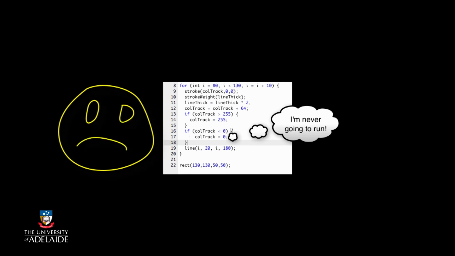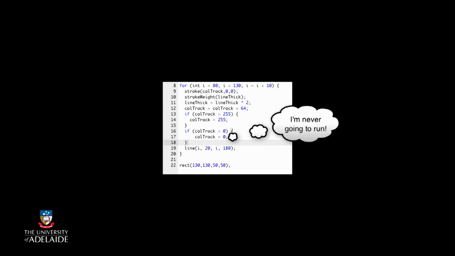Then the only thing that can happen to coltrack is that it can get bigger or eventually be set to 255. The code in the body of the second if statement will never be run, but the computer will still check to see if it should be, which can slow your program down over time. There's lots more to talk about here, so let's get on to the next video.